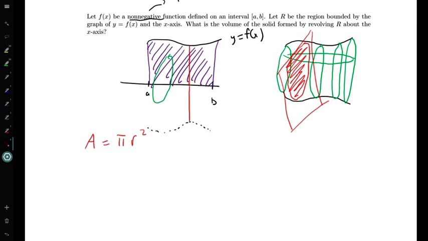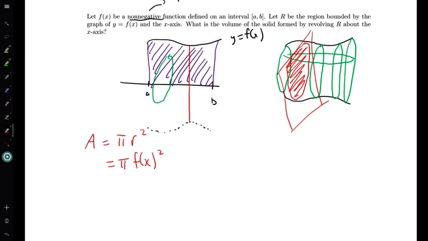So how long is this? Well, the length of the radius here is exactly equal to the y-coordinate on the curve. But the y-coordinate on the curve is given by f of x. And so what we can conclude then is that the area of this cross-sectional circle that we've drawn is pi times f of x squared.